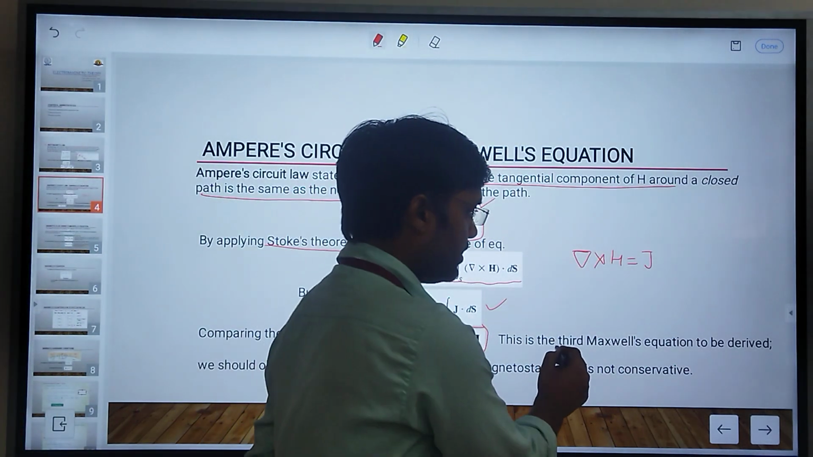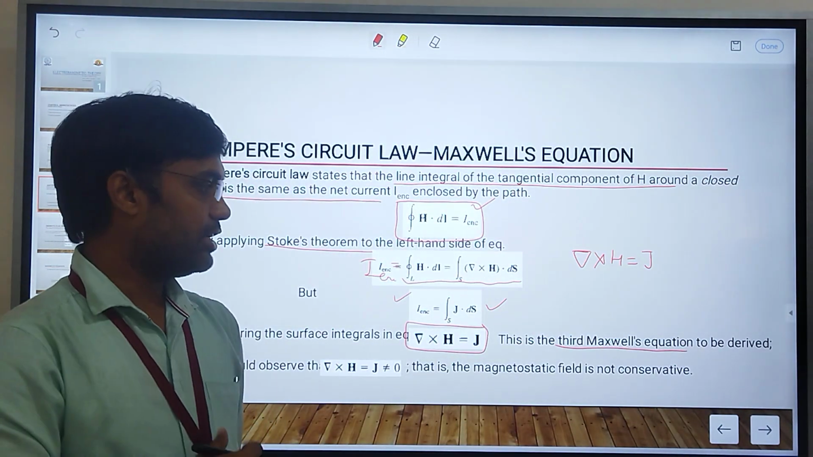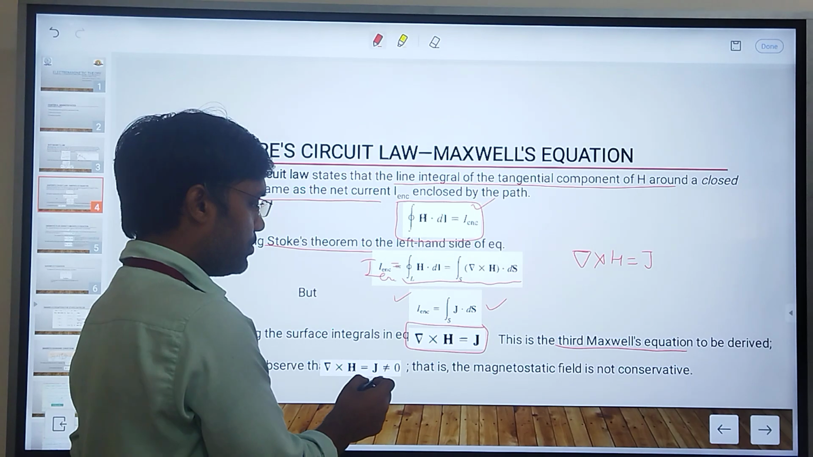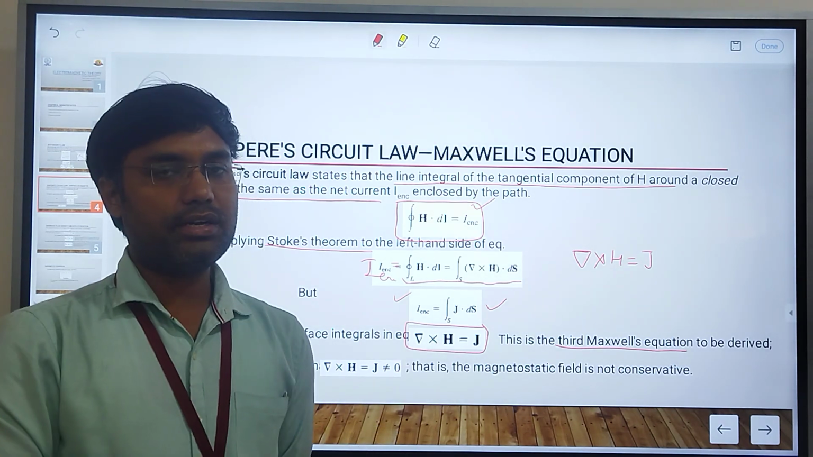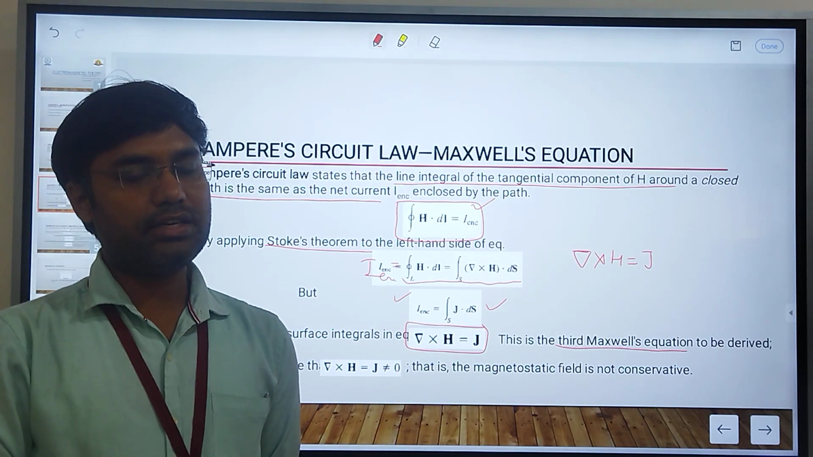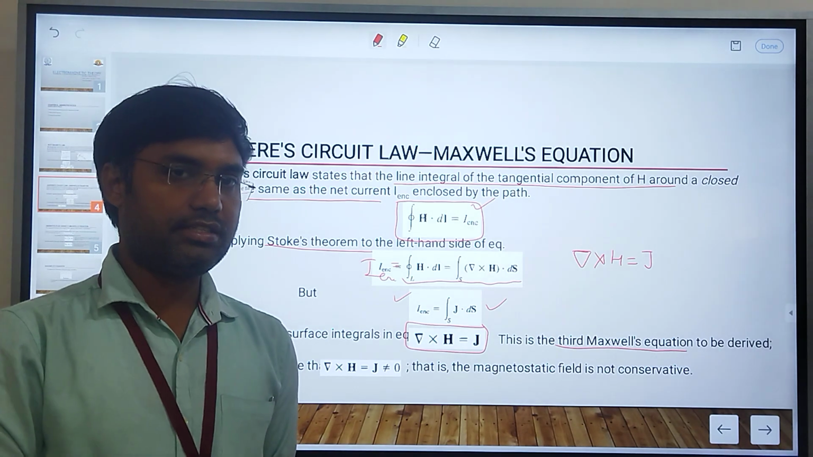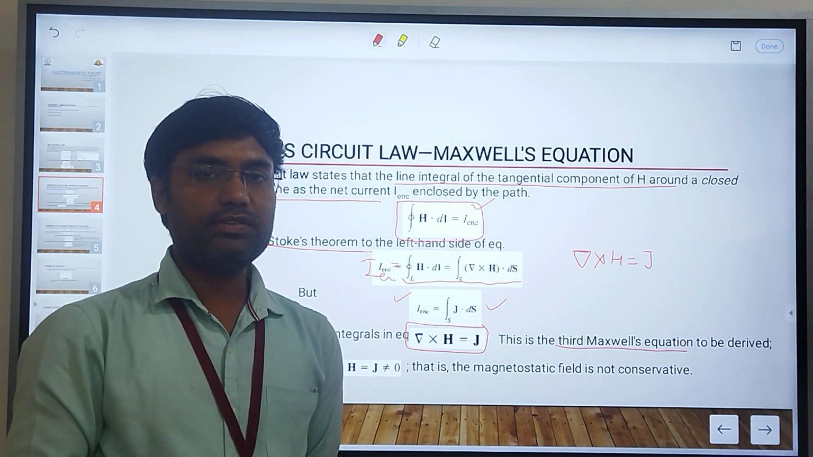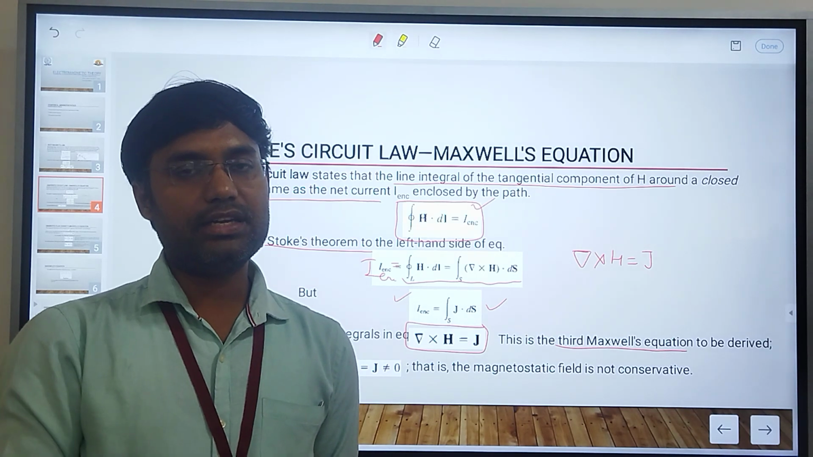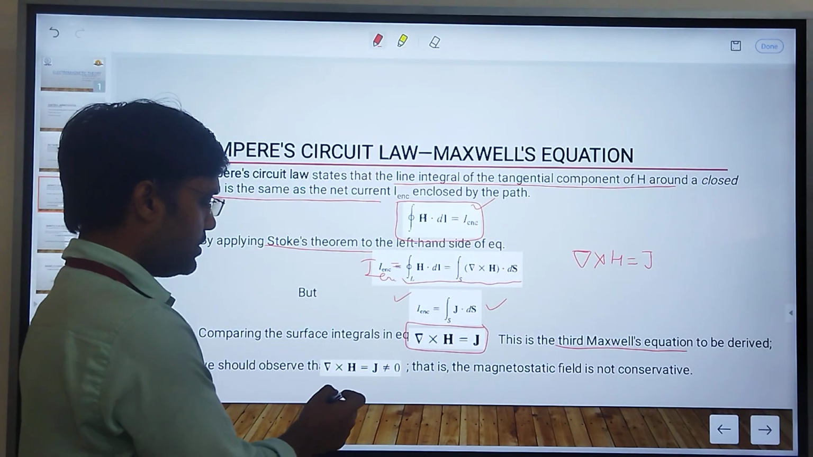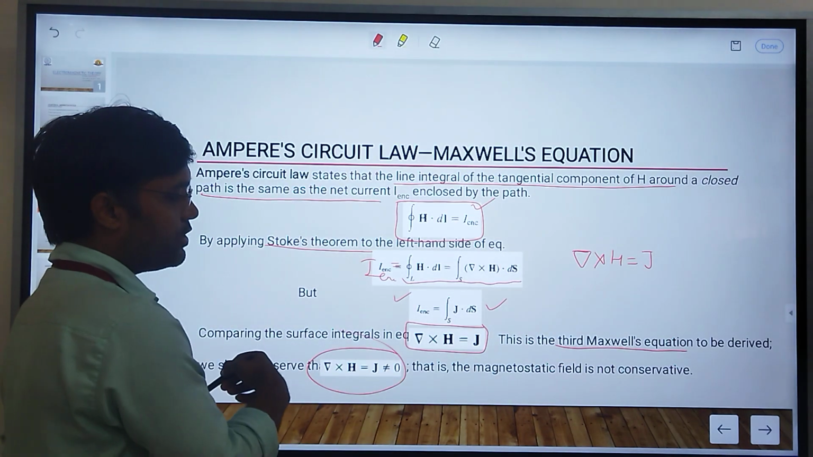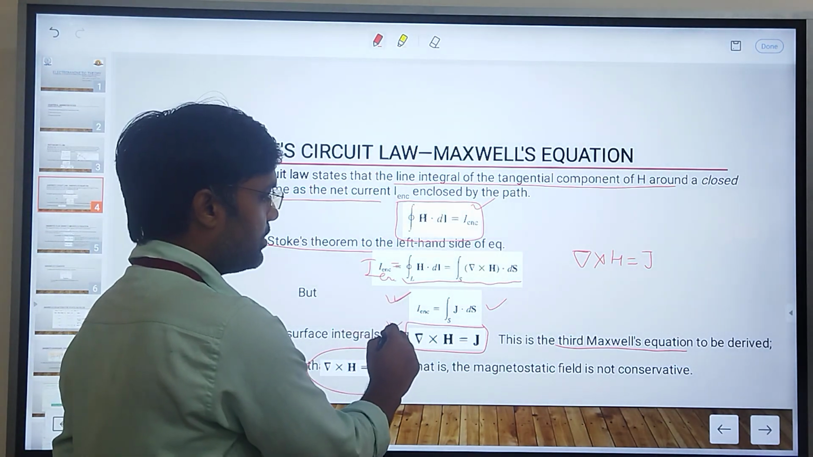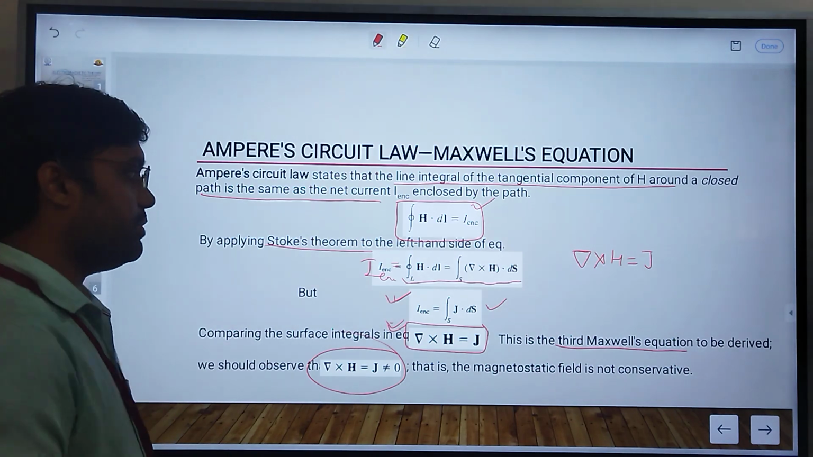This is Maxwell's third equation, which means that the magnetostatic field is not conservative. It means that curl of H is not equal to 0, so J cannot be 0. The current density cannot be 0 when there is a circulation of magnetic field intensity. It means there will always be some current value if there is a circulation of magnetic field around a current carrying conductor. So it cannot be 0. This is the integral form of Maxwell's third equation, and this is the point form or differential form of Maxwell's third equation.